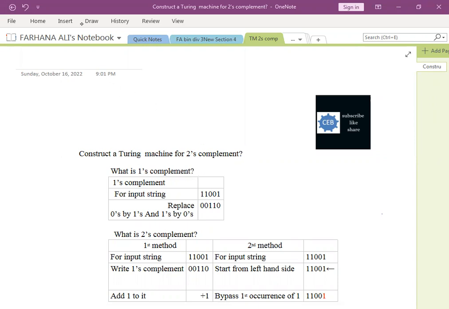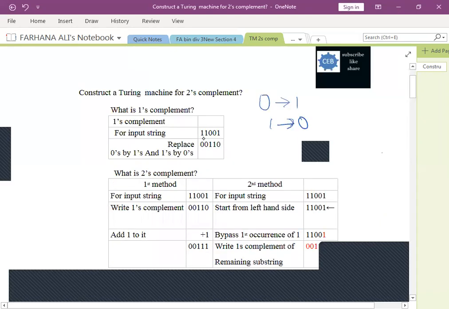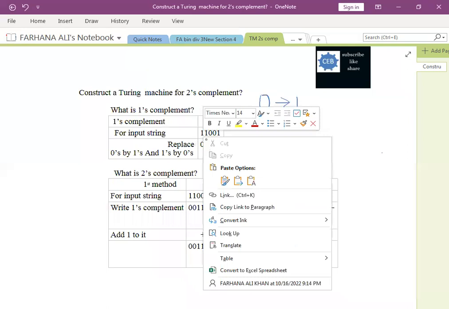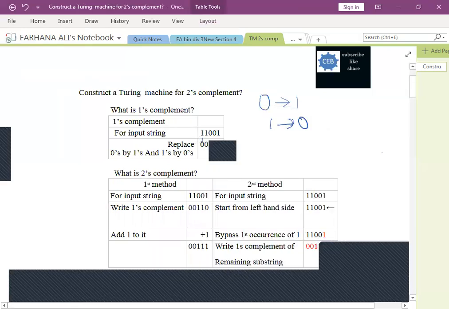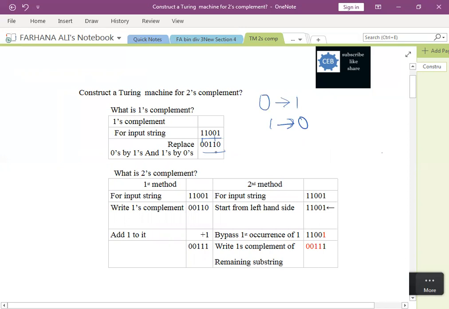Now before finding the 2's complement, we should know what is 1's complement. The 1's complement is nothing but converting 0 bit to 1 and 1 bit to 0. If we are having input as 1, it will be converted to 0. If we are having 0, it will be converted to 1. So the string 11001 will be converted to 00110.